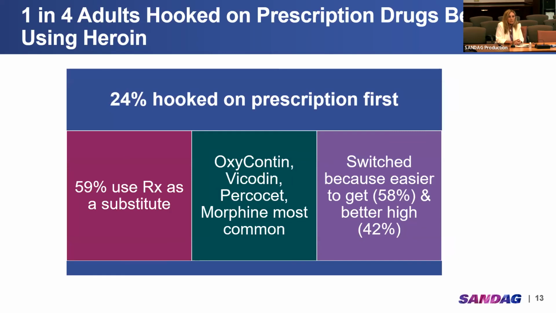We do ask individuals, we had heard historically that many people were getting hooked on prescription drugs and then switching to heroin because it was easier or cheaper. Of those individuals who said that they had ever used heroin, 1 in 4 said that they had been hooked on prescription drugs before. And about 3 in 5 of those said that they switched from the prescription drug to heroin because it was easier to get and cheaper. And there's Vicodin, Percocet.